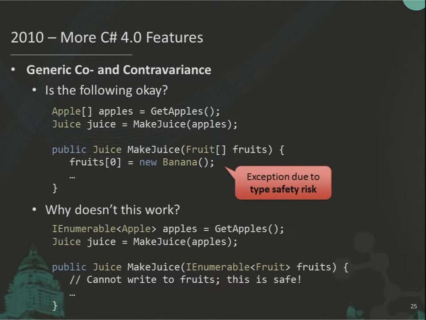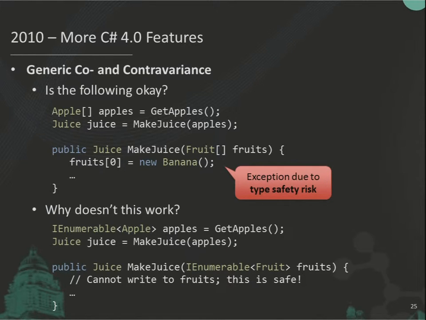So that's what we do in C# 4.0. We support something called generic definition side co- and contravariance. That's the full name of the feature. What that allows you to do is, for example, say, I want to get apples, and they come out as an IEnumerable of apple. Now, an IEnumerable is something you can only get apples out of. You can't insert apples into it, because there's no method that accepts an apple. It's only able to pull things out of the collection. So now I can safely pass that to the makeJuice method that actually takes in an IEnumerable of fruit.